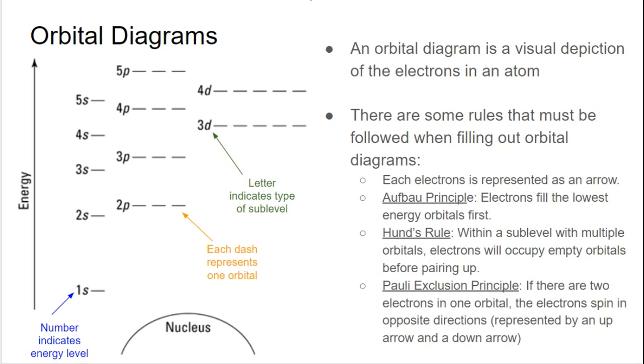The last rule is known as the Pauli exclusion principle, which tells us that when there are two electrons in one orbital, the electrons will spin in opposite directions, which is represented by an up arrow and a down arrow. The reason they do this is electrons are negatively charged, and two negative charges in the same space are going to have repulsion effects. And so the electrons will tend to spin in opposite directions, which minimizes those repulsive effects.